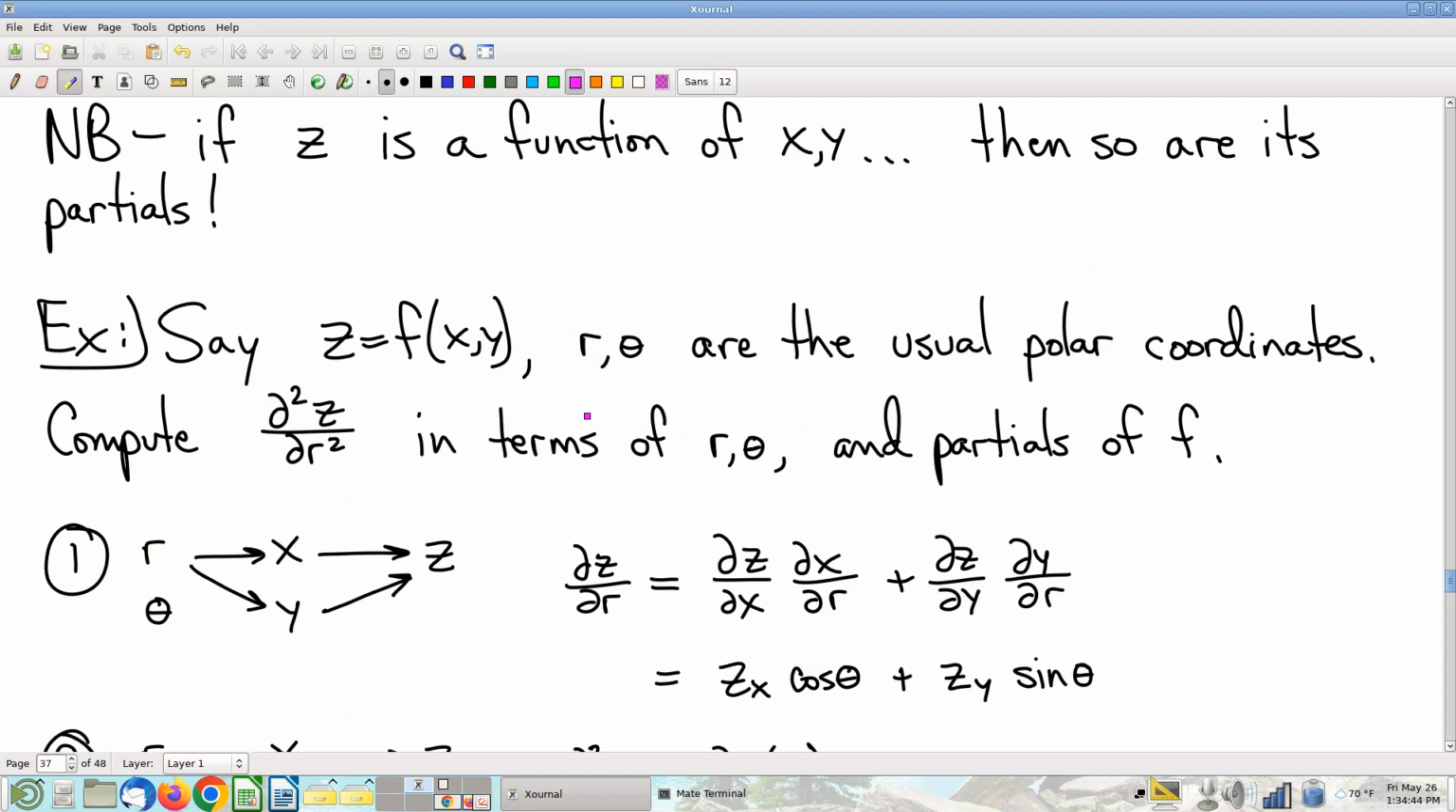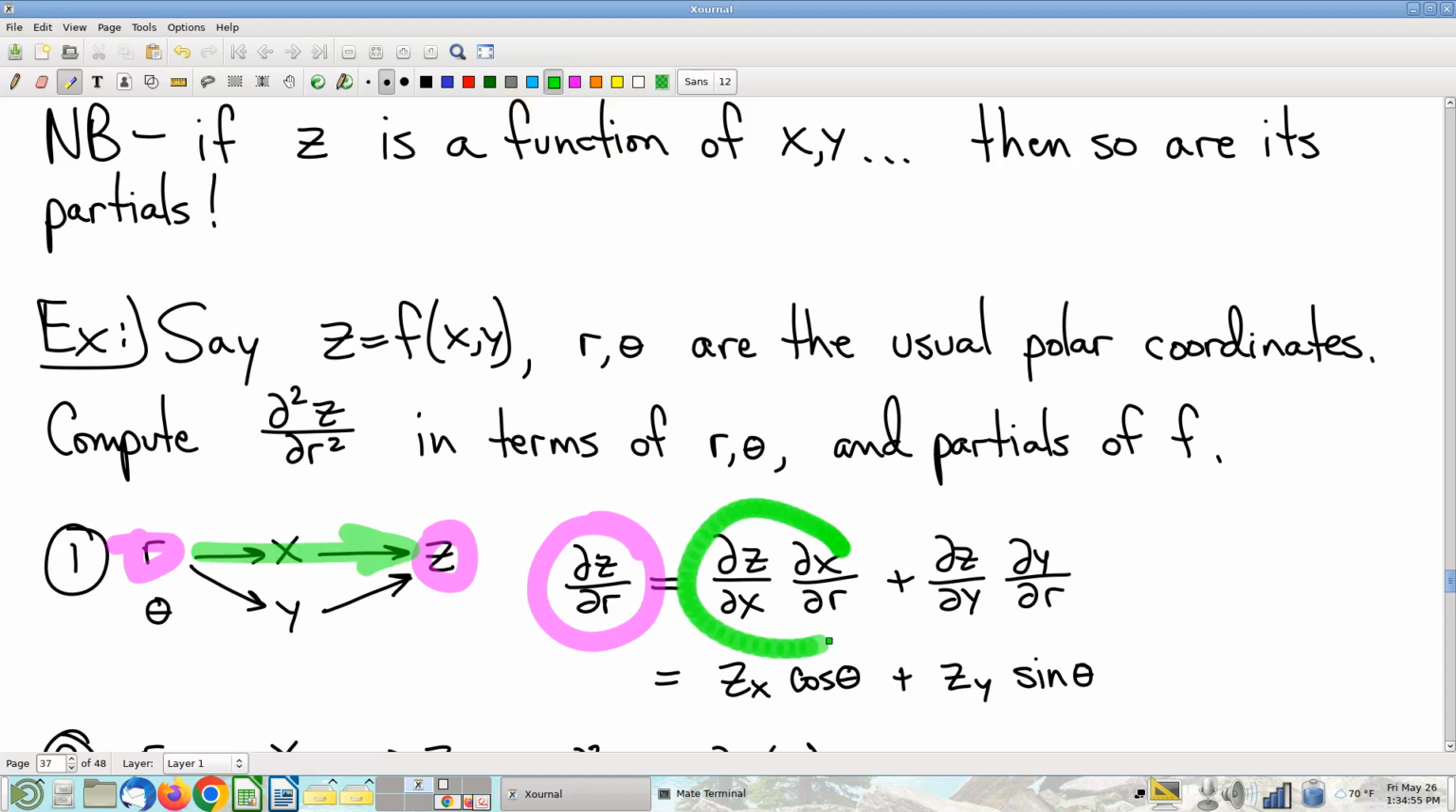an unremarkable observation. If you want to compute the partial derivative of z with respect to r, well, we've got an x path and thus an x term. We've got a y path and thus a y term. Right? That's just the chain rule. I didn't do anything weird there.